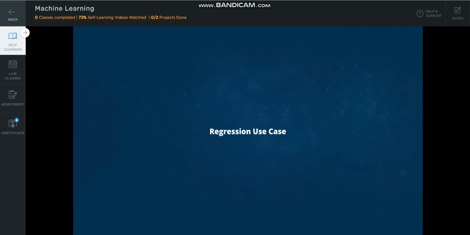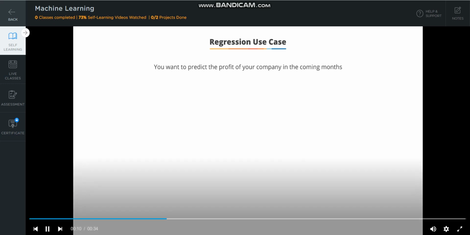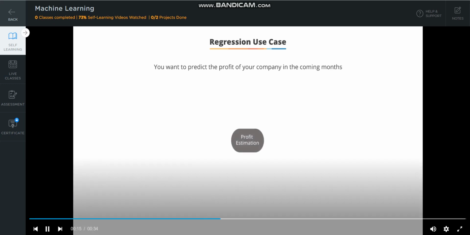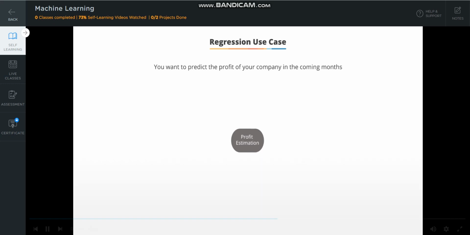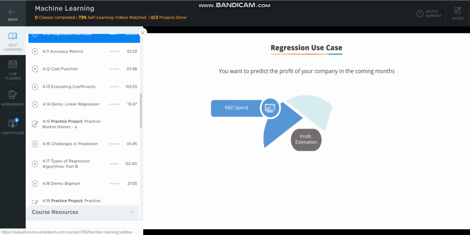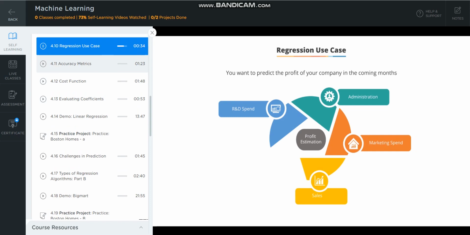Regression use case. Let's look at a use case of regression. Suppose you are running a company and you want to predict the profit of your company in the coming months. This can be done using regression analysis of profit estimation depending on the expenditure of the company. There are multiple departments that have their separate budget of expenditure, such as research and development, administration, marketing, sales, etc. So by using multilinear regression, you can predict the profit estimation of the company.